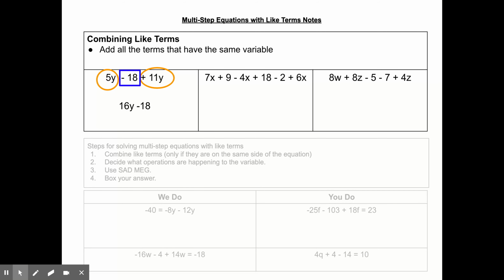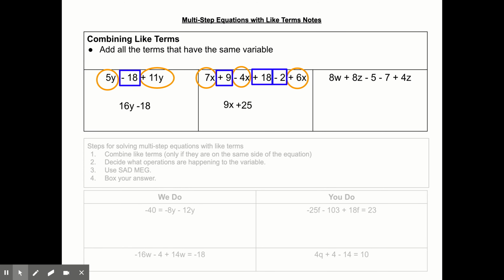Moving on to the next one, I have 6 terms in this expression. I have 7x minus 4x plus 6x. If I combine all those, 7 minus 4 is 3, plus 6 is 9. So I have 9 x's. If I box in all my constants here, we get 9 plus 18 is 27, minus 2 is 25.